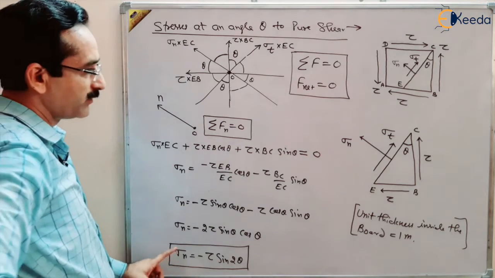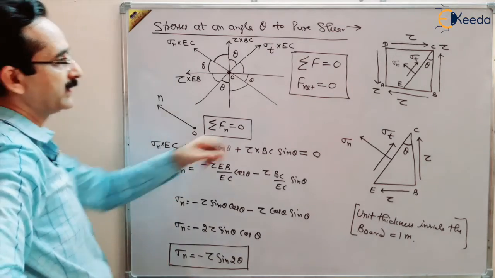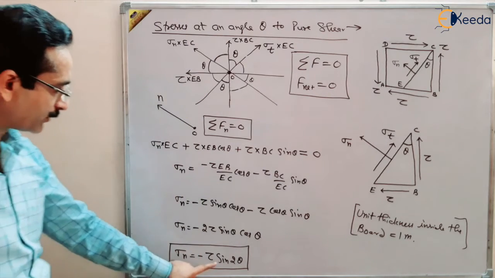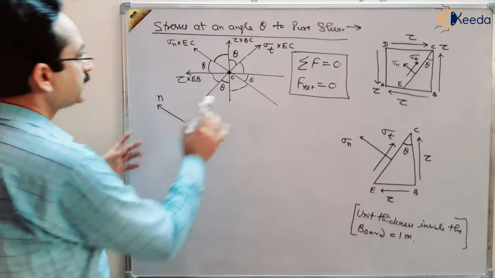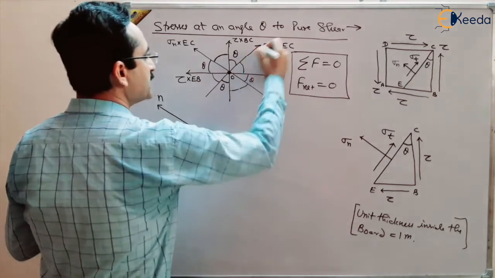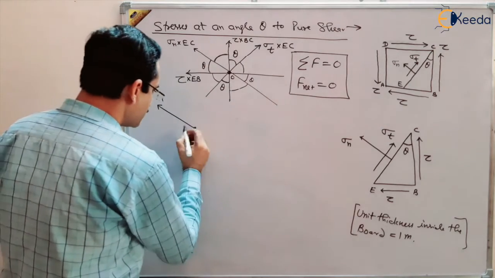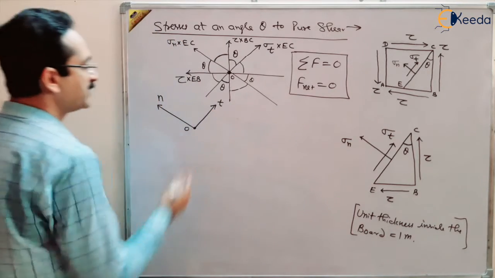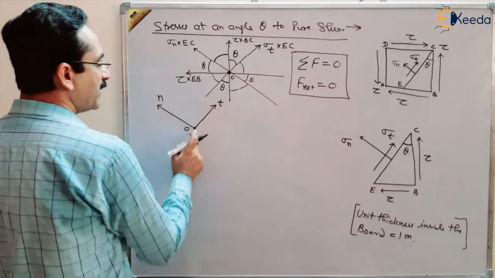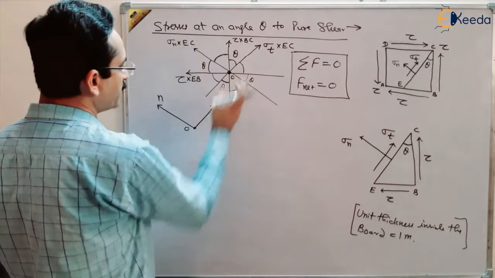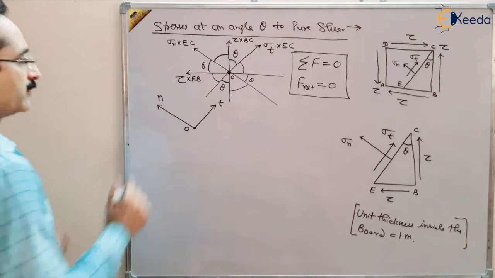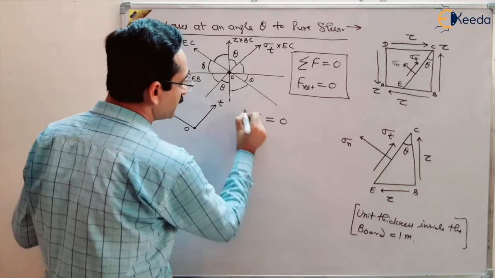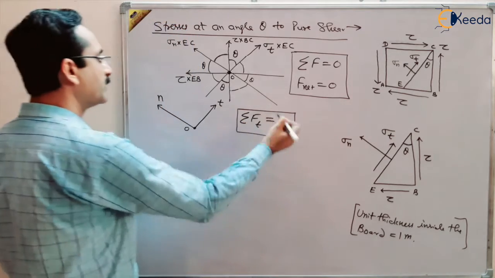But this is normal stress. We have to find out shear stress also, sigma T. How to find out this sigma T? This formula you have to remember, minus tau sine 2 theta. In continuation, let us take another direction. Suppose this direction, the shear stress direction, is another direction, perpendicular to this, the tangential direction. We are taking the components of all the forces in this direction. Because the body is in static equilibrium, the net force in the tangential direction should be equal to 0.